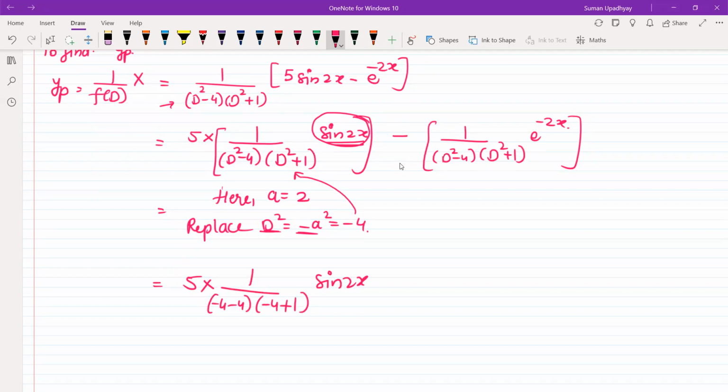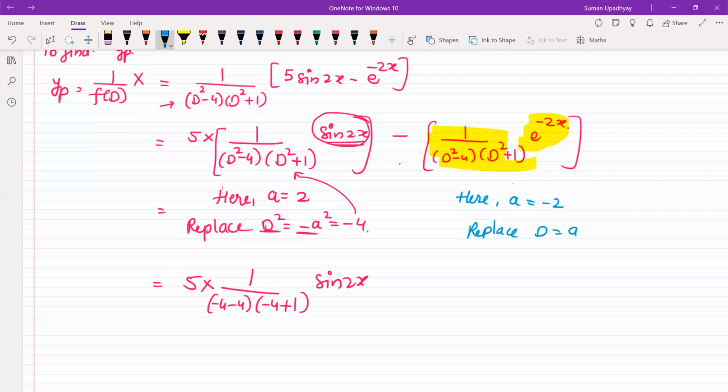Okay. Now, what about this second term? Can we apply rule number 2 on this? Tell me which rule is applicable on this. Rule number 1. e raised to x, we will apply rule number 1. So in rule number 1, what we do? What is a over here? Minus 2. A is minus 2. Correct. So what does rule number 1 say? Replace d with a.